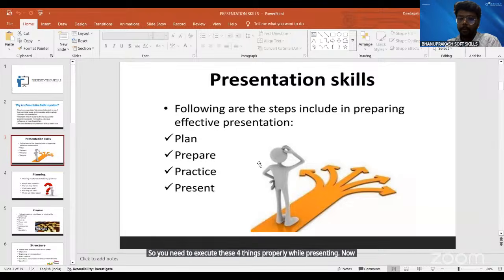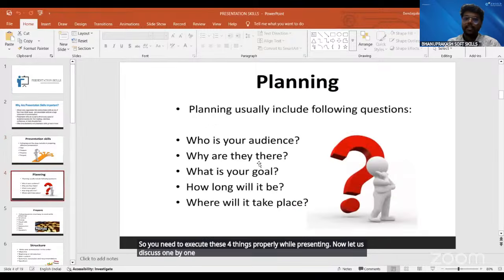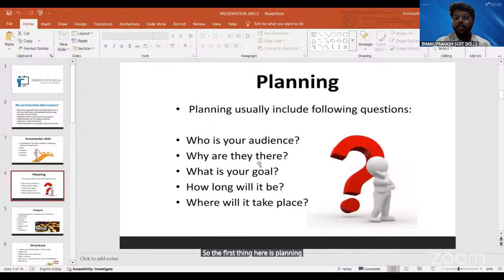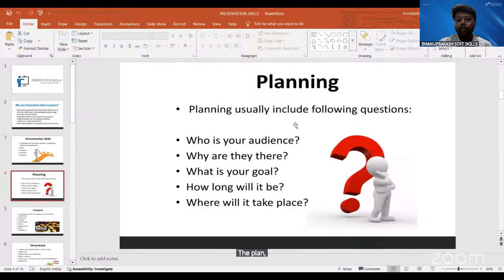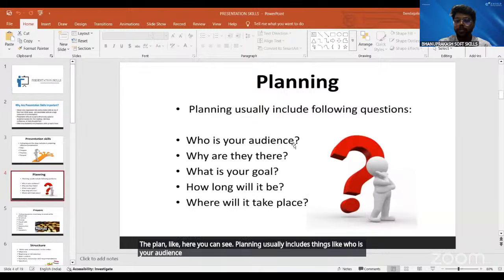Now let us discuss one by one. The first thing here is planning. What do you need to plan? You need to plan everything, like the slides that you are going to make. Planning usually includes things like who is your audience? You need to question yourself, and automatically you can find the answers.